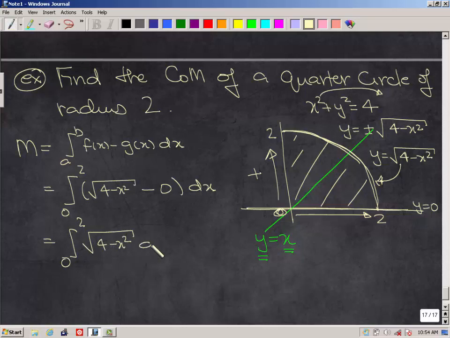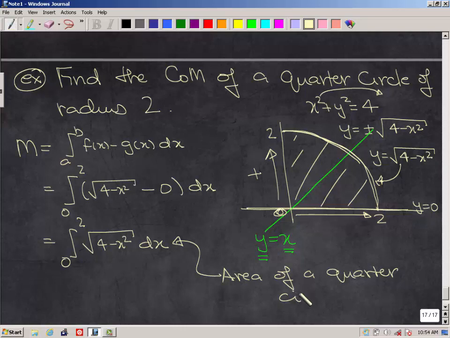Sadly, in calculus 1, we have no way to integrate this. Even though it's a composite function, if you try to substitute for the inside, you won't be able to eliminate all the x's. But you recognize that this integral is really the integral for what? The area of a quarter circle.